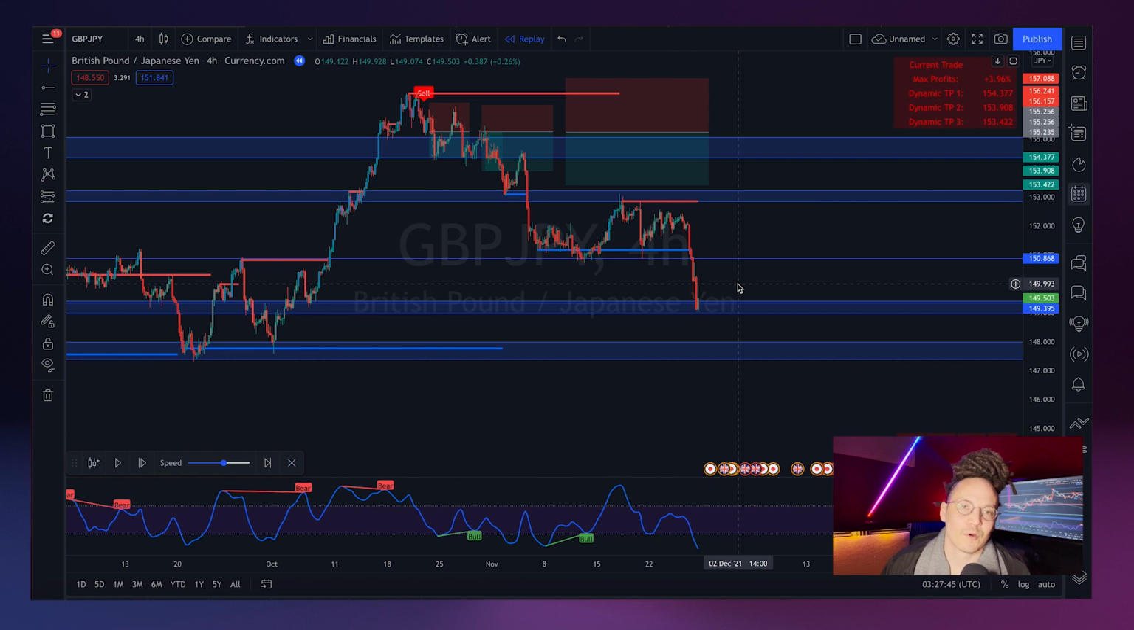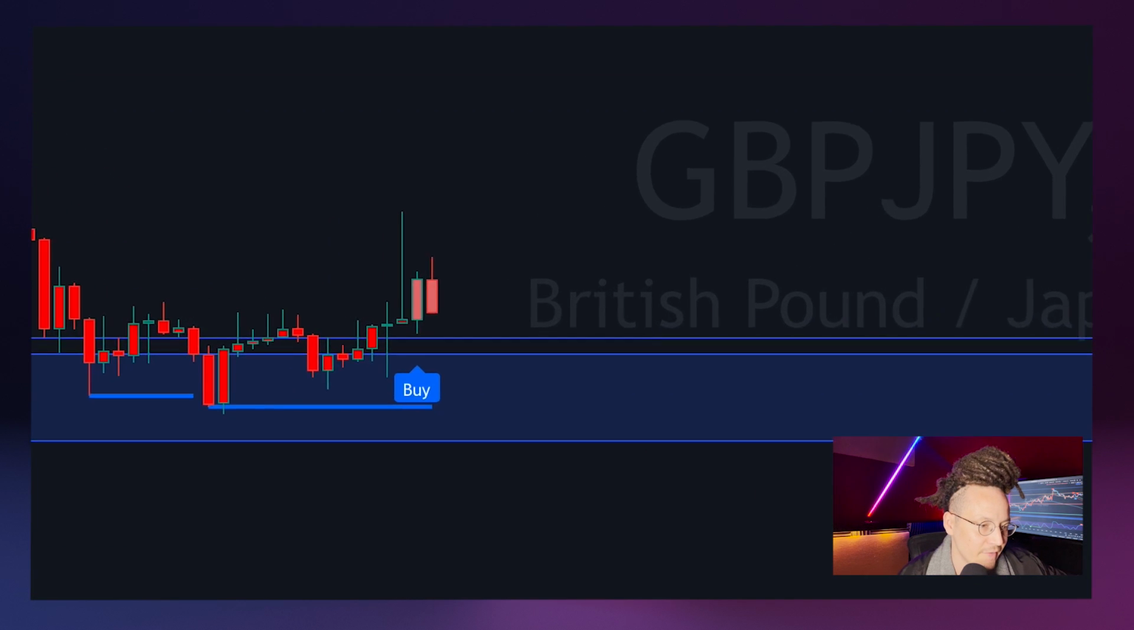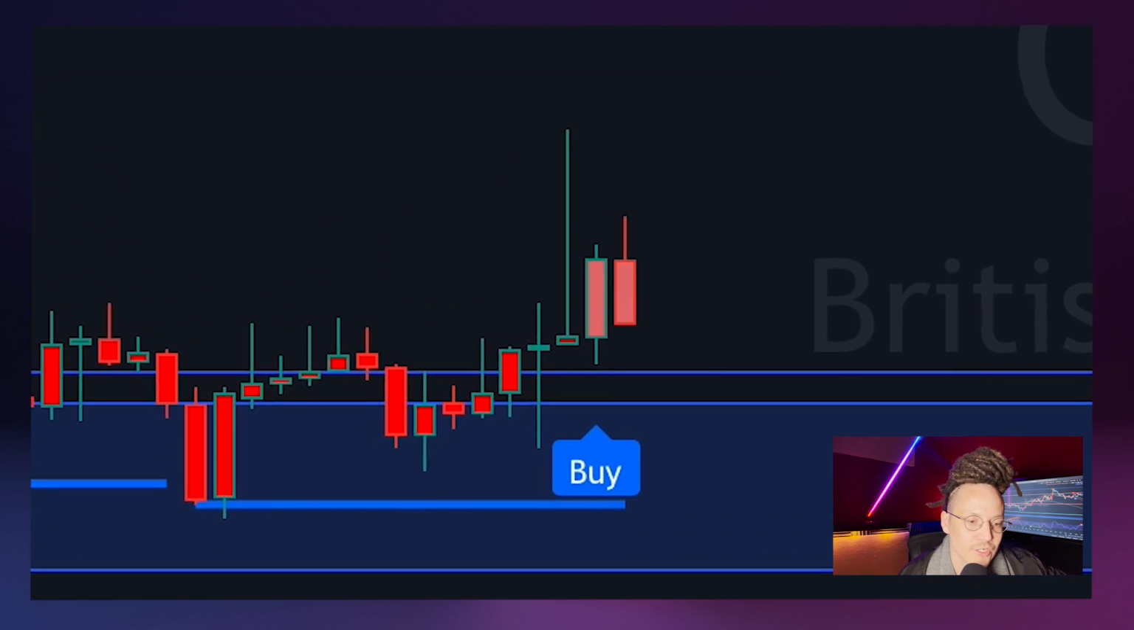Let's show you guys something more practical like this, for instance, that we have no idea what's gonna happen after this, as we did choose a random place to do the replay and dive into a smaller time frame. So here we are on the 15-minute, and look at this. We have a buy signal that just happened.